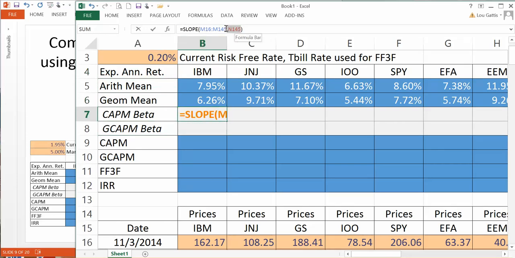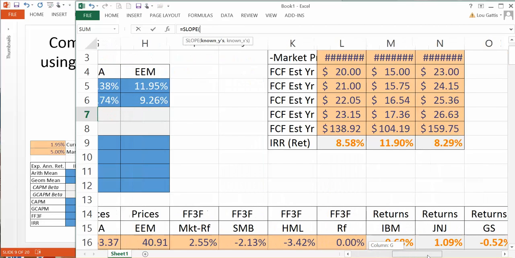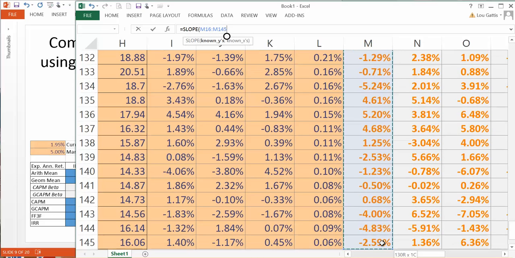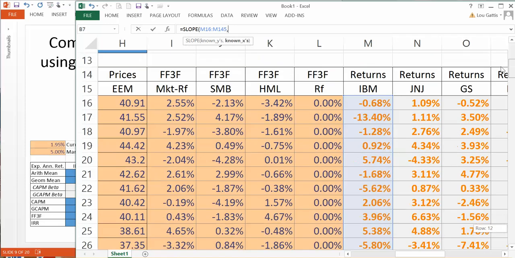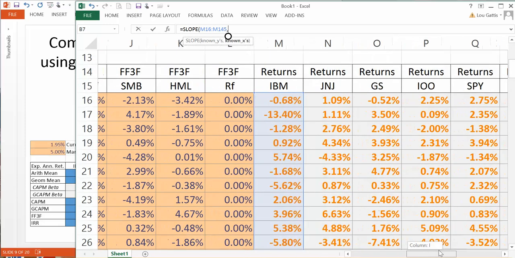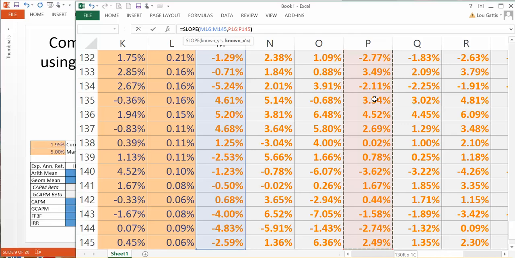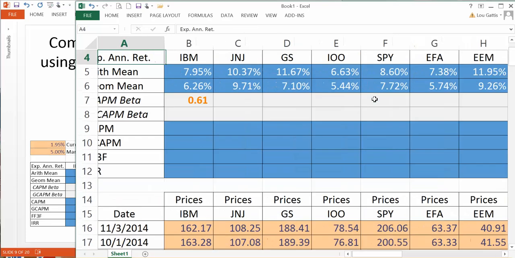Let me try that one more time. So I'm going to do slope, grab IBM's returns, comma, and then I'll do the market returns as my X variable in a regression. I'm sorry, the market returns. Shift and down, close paren, and there's my beta.